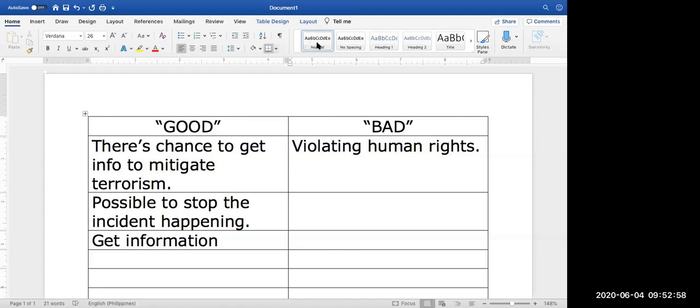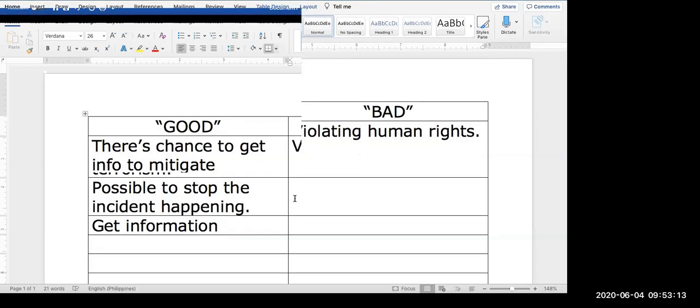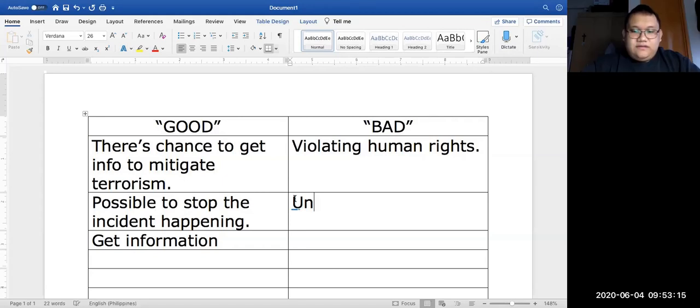Sir, as far as I know po na mayroon pong law na sa Philippines po na nag-prohibit po ng any torture or inhumane acts po sa tao. So, pag nag-commit ka po ng torture, you would also break the law sa Philippines. Okay, good. Unlawful. Okay, thank you.